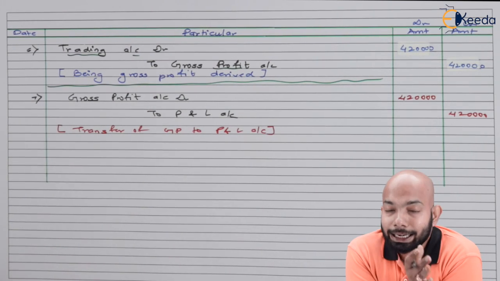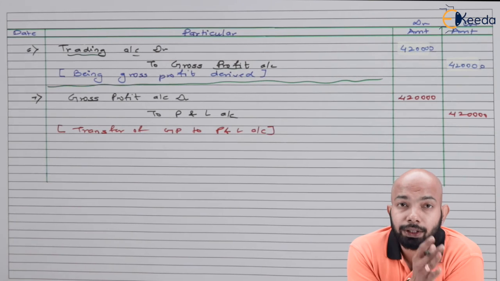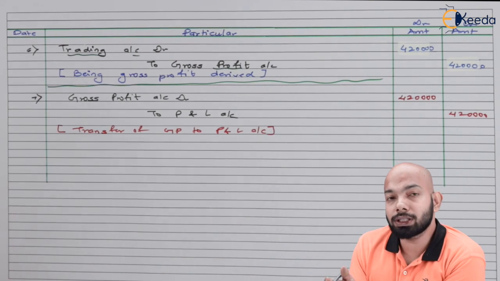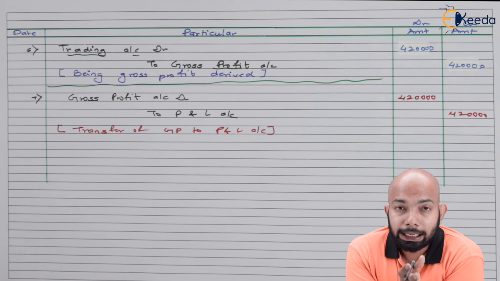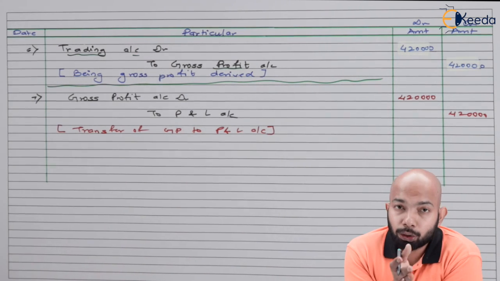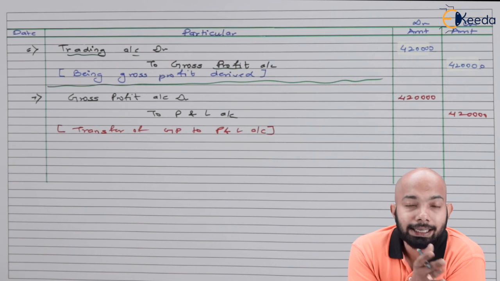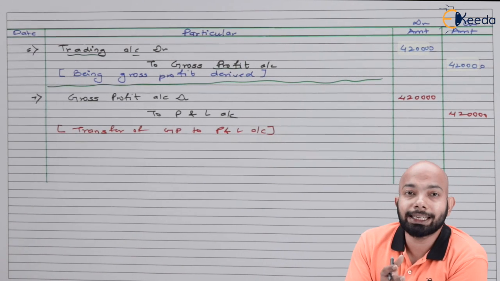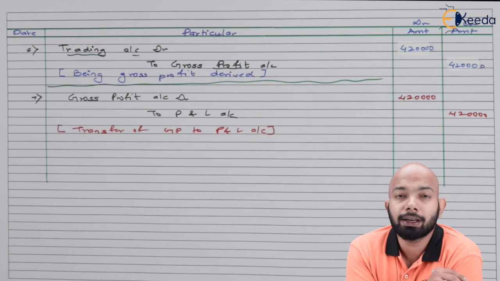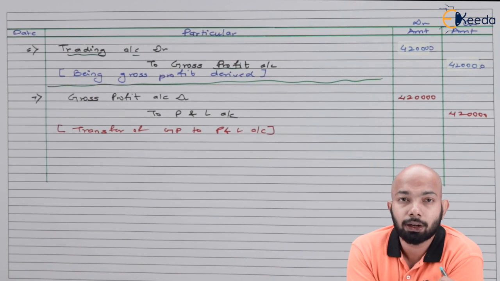After this entry, the entry that comes here is the transfer of this gross profit to profit and loss account. Hence, this gross profit account has to be closed here. If it has been credited, to close this, you'll have to debit this. Hence, gross profit account will be debited and it will be moved to the profit and loss credit side. Hence, profit and loss account will be credited with the same amount of 4,20,000.